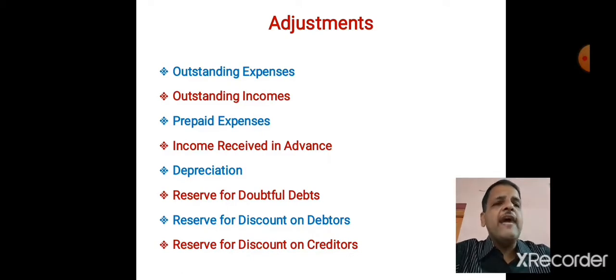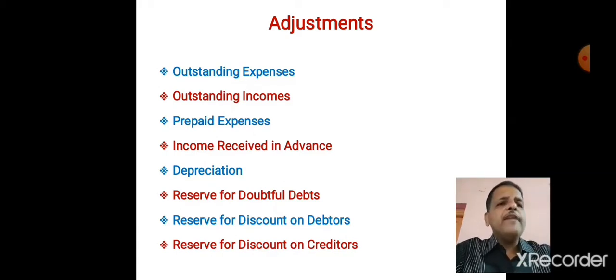Let us take an example. There is an adjustment that prepaid insurance is rupees 3,000. What we have to do? We have to deduct that 3,000 amount from the debit side of the profit and loss account from insurance. That is one effect. And for the second effect, we have to show prepaid insurance on the asset side of the balance sheet. Let us go towards the fourth adjustment, that is income received in advance.